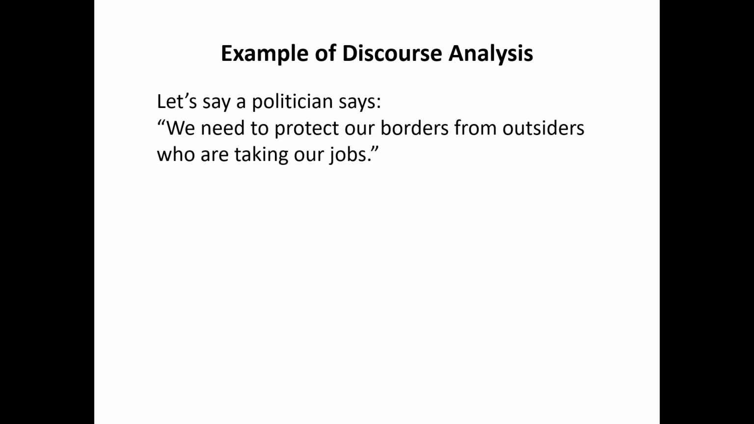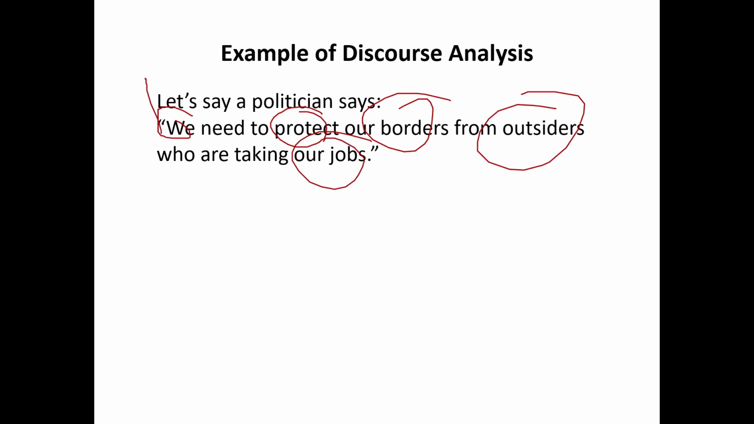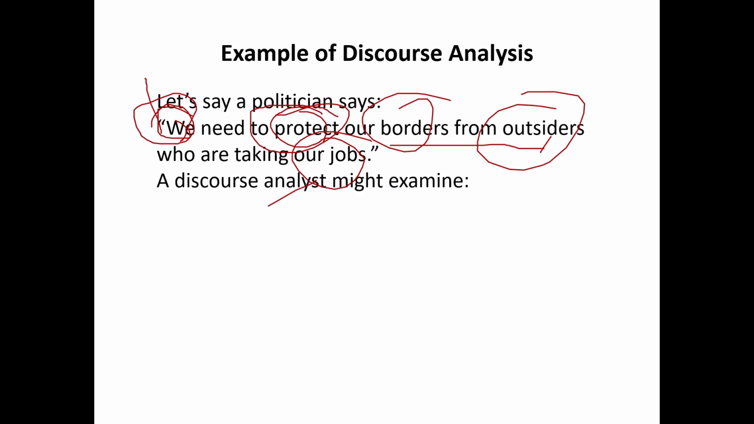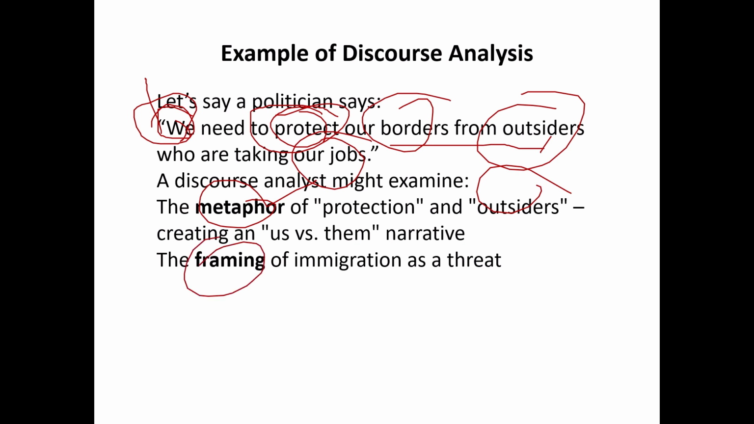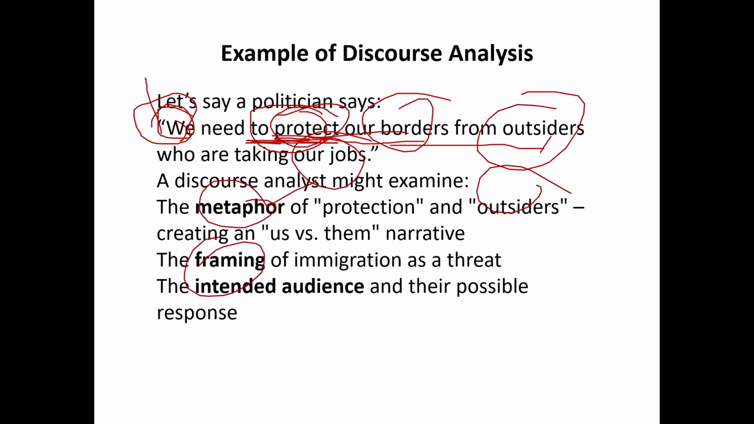Now, let's take an example and try to understand how discourse analysis works. For example, a politician says, we need to protect our borders from outsiders who are taking our jobs. So we protect borders, outsiders taking jobs. So one in-group, one out-group: we citizens, and the outsiders, who are presented as a threat to jobs. Discourse analysis might examine the metaphor of protection and outsiders, creating an us versus them narrative, framing of the immigrant as a threat. We need to protect borders, so they are being presented as a threat. Then the intended audience and their possible response. So who is the intended audience? The local people or natives.